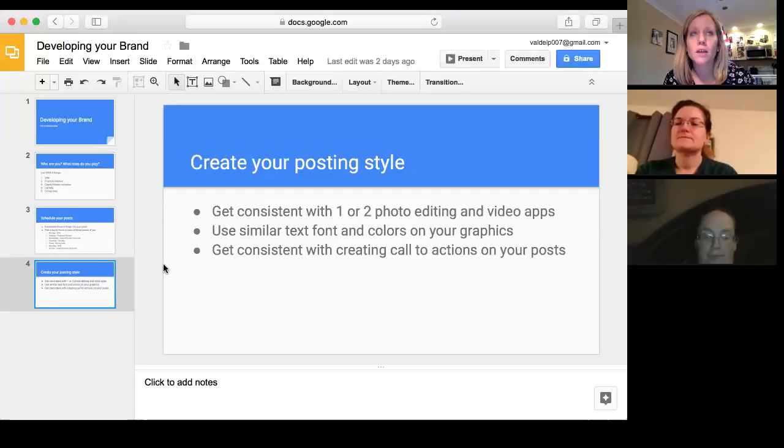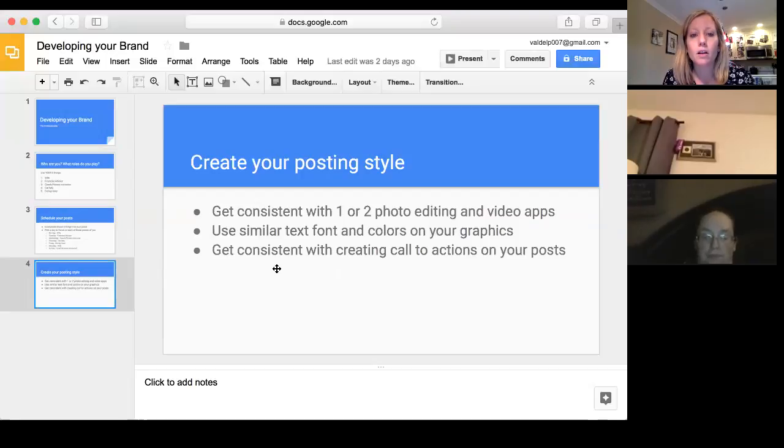So even something as simple as being consistent with how you create your graphics, people are going to recognize that when they're scrolling through their news feed and they see your photo come up and think, oh yeah, this looks like something she would post. And maybe they're a little bit more likely to stop and take a look at it.